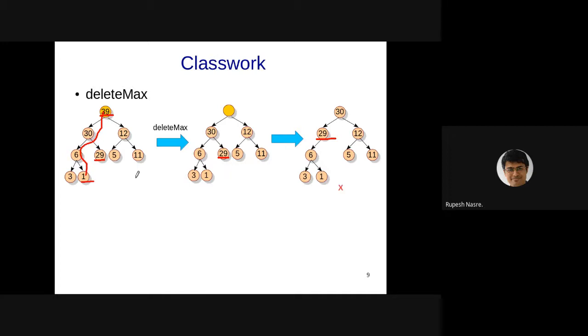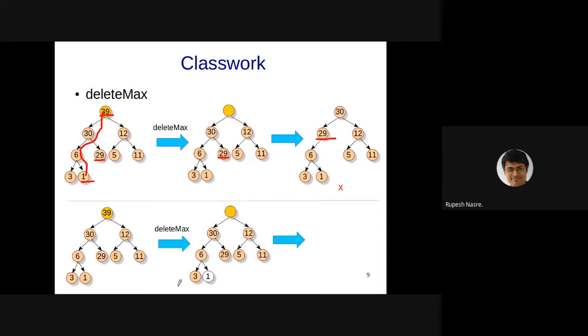So what we will do is take this 1 and percolate that hole down there. Right? And we get essentially 30 moves up, then 6 moves up, and then 1 moves up and then gets removed. Right? Do we satisfy the structural property? Yes, we do satisfy. This is a complete binary tree. Does that serve our purpose?